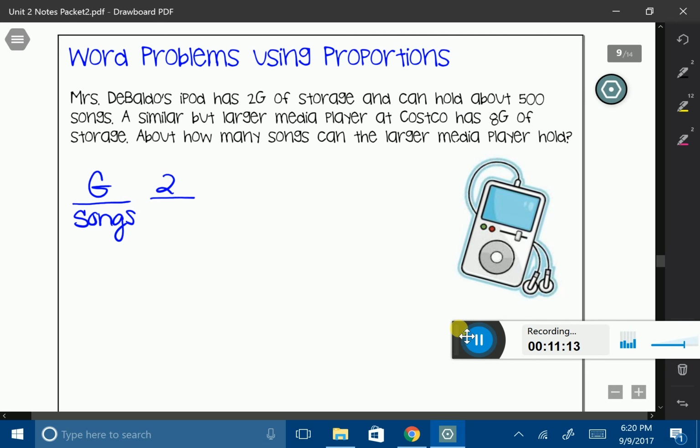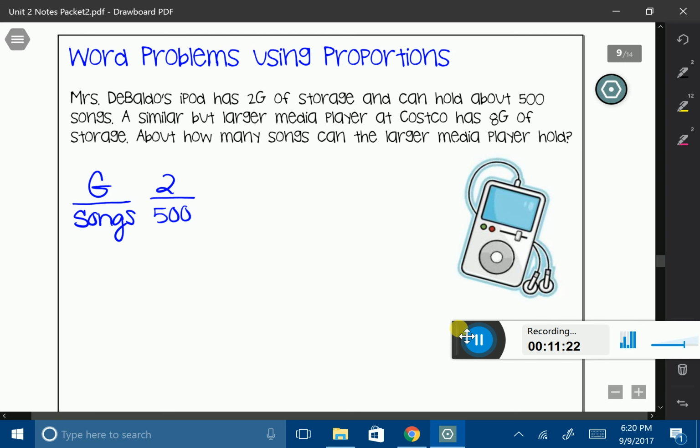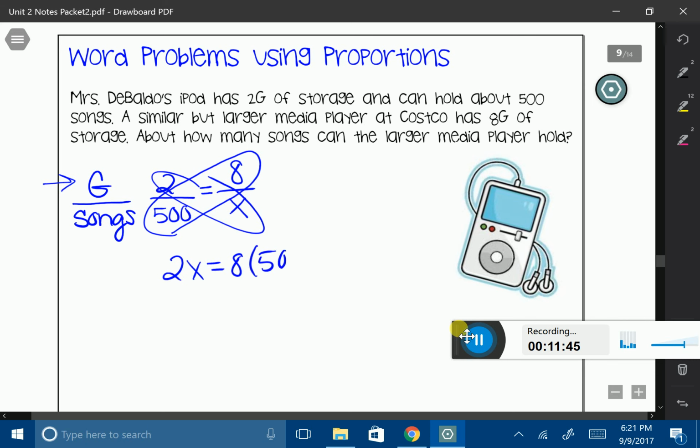And 2 gigs of storage holds about 500 songs on average. And I want to know, all right, there's an 8 gig media player at Costco. So I'm going to set this equal to another ratio. And I know that I have 8 gigs, and the gigs is on the top in the numerator. And I want to know, well, how many songs does it have? So there is my proportion. So I can go ahead and find my cross products, and I can set up my problem as such.